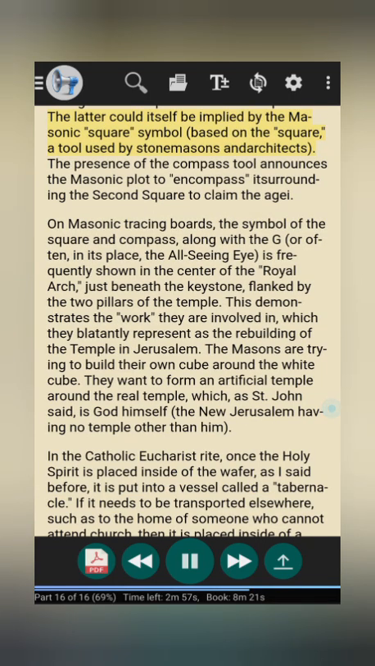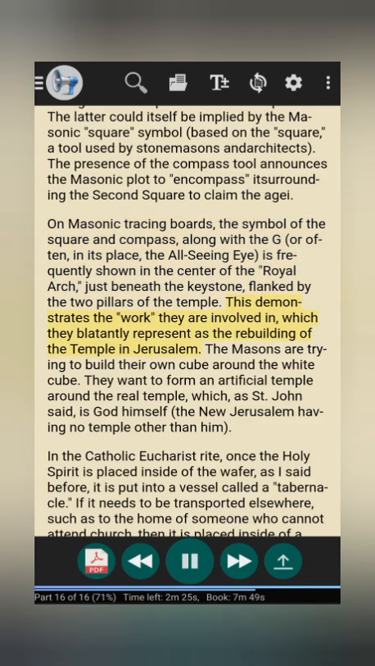The latter could itself be implied by the Masonic square symbol, based on the square, a tool used by stonemasons and architects. The presence of the compass tool announces the Masonic plot to encompass it, surrounding the second square to claim the Agi. On Masonic tracing boards, the symbol of the square and compass, along with the G, or often in its place the all-seeing eye, is frequently shown in the center of the royal arch, just beneath the keystone, flanked by the two pillars of the temple.